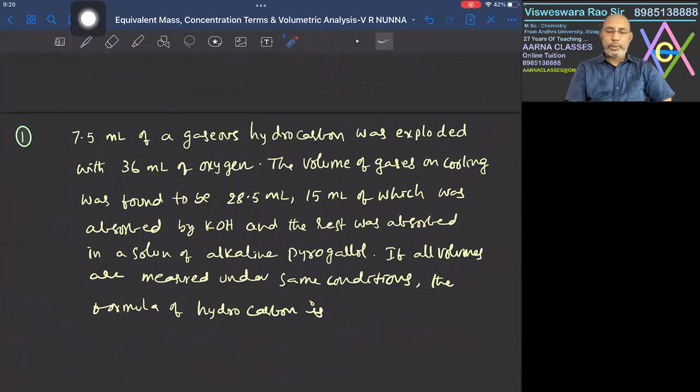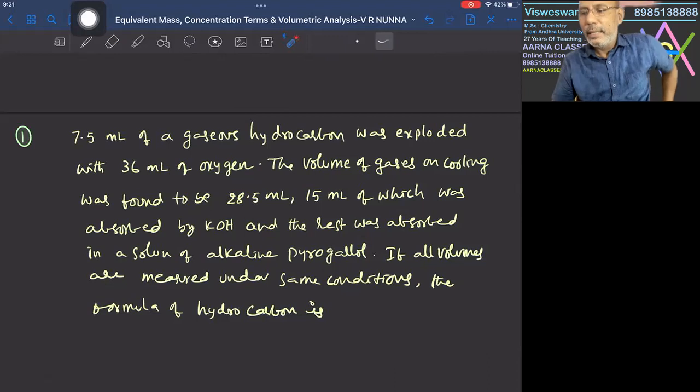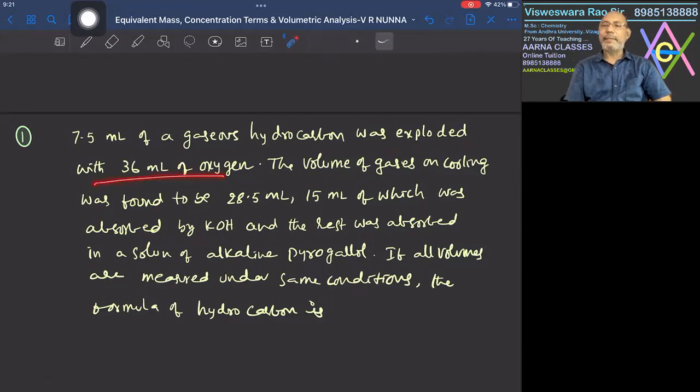So you see, 7.5 ml of gaseous hydrocarbon. The paper setter is giving 7.5 ml. He is not specifically mentioning whether it is alkane, alkene or alkyne; he simply says it is a hydrocarbon, exploded with 36 ml of oxygen. So 7.5 ml of hydrocarbon is treated with 36 ml of oxygen.